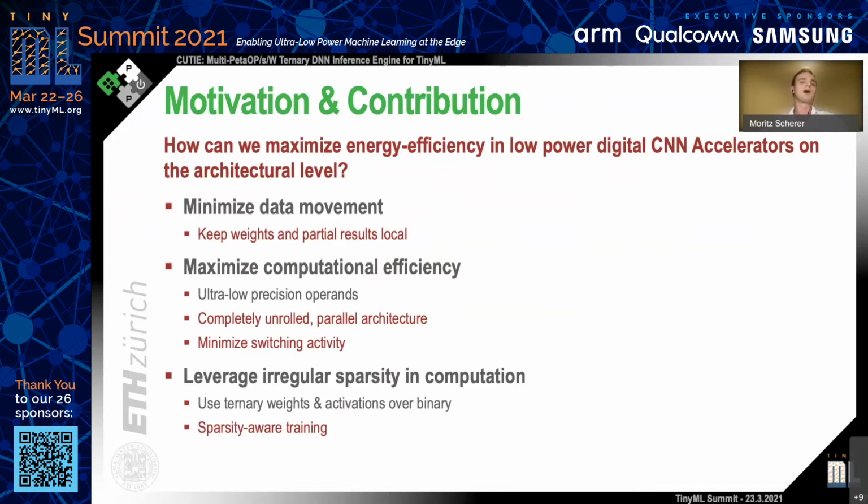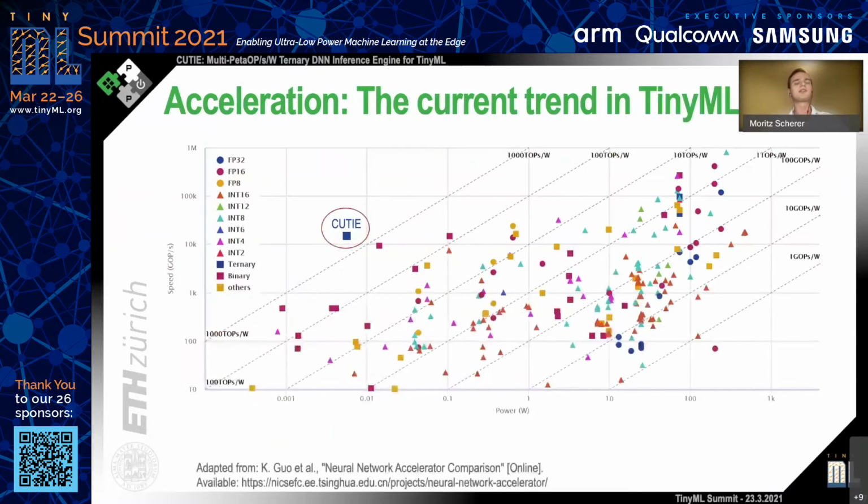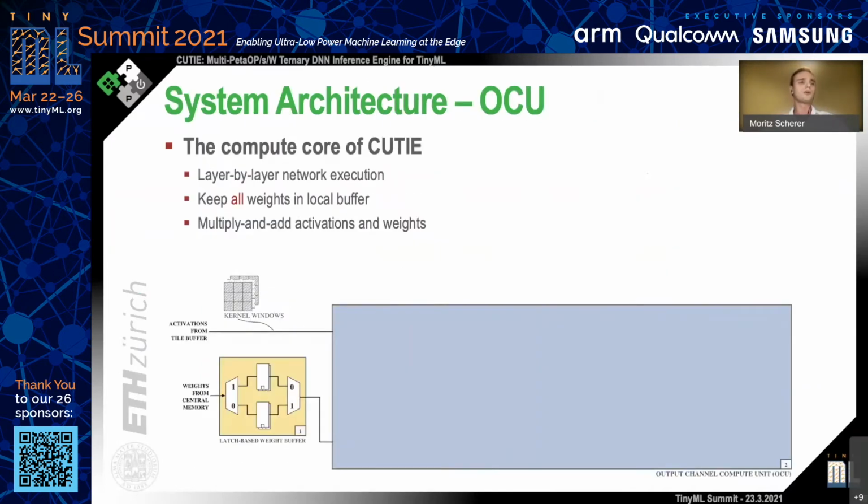By combining these three key ideas, we are able to present today the completely unrolled ternary inference engine, which achieves around 2 petaops per joule in average energy efficiency. And I'll go right ahead with a deep dive on the computational core.